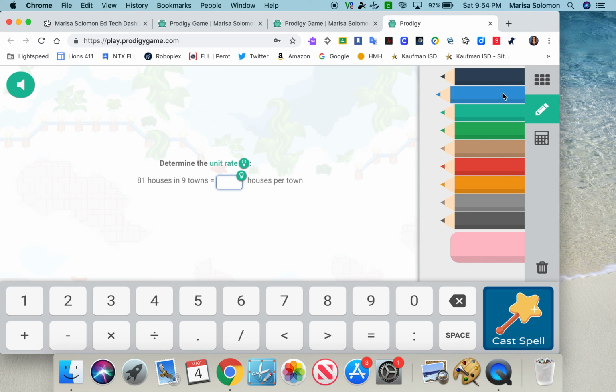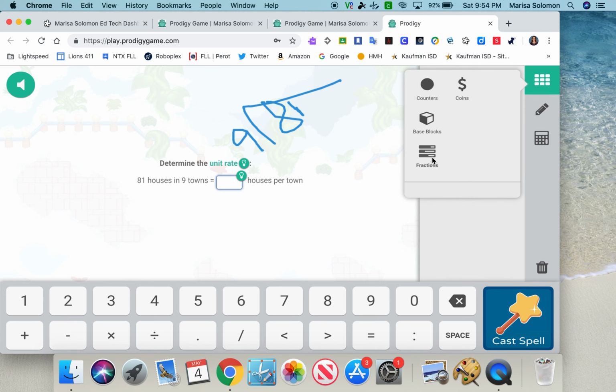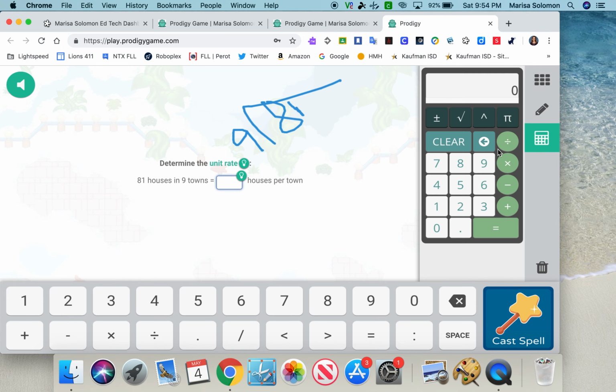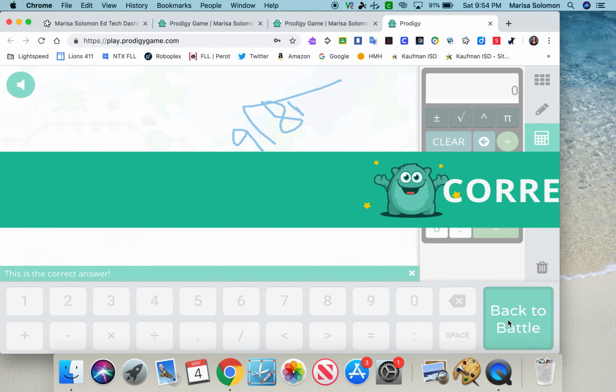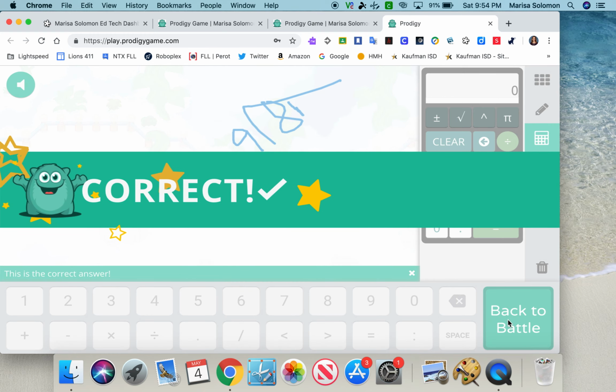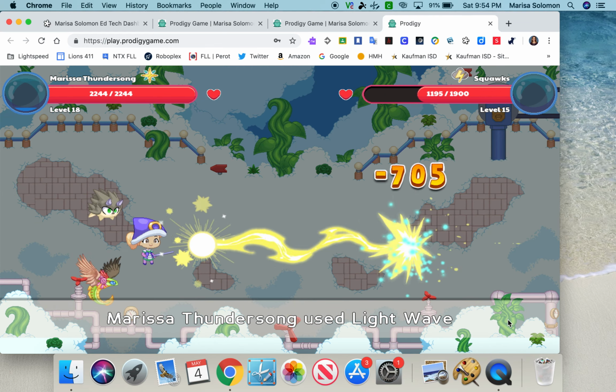Within the functionality, there's an area, sorry, terrible handwriting, to work out problems, just a fun space for them to do that. There's also math tools that you can use, as well as a calculator, if you allow, and you have to monitor that if you don't want them using their calculators. But students answer the question and cast their spell, and it takes them back to the battle.